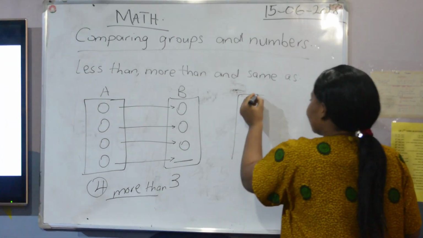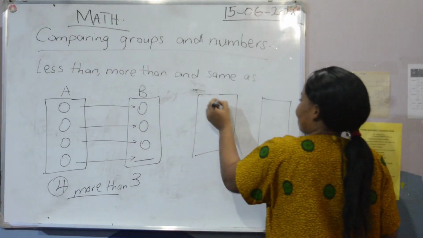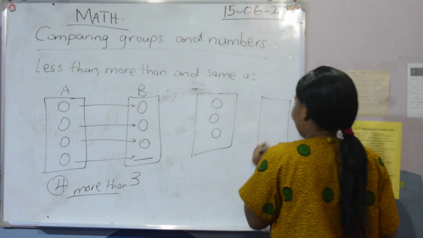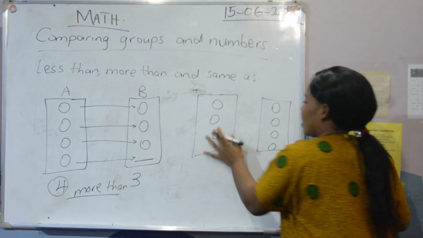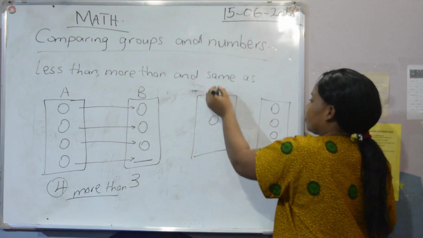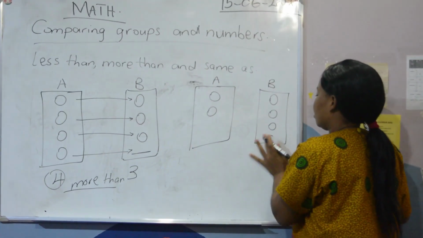When you have another group like this, let's make this 2. This 3.